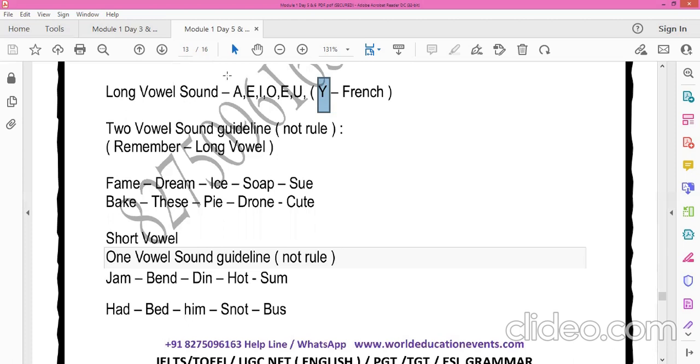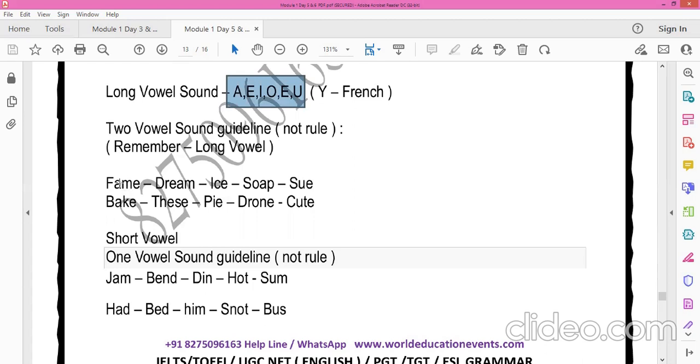So do you remember, whenever it is a long vowel sound, what sort of sound are you going to have now? Same as we are learning in A, B, C, D, E. This is how. Yes. Okay. The vowel sounds are A, E, I, O, U only.